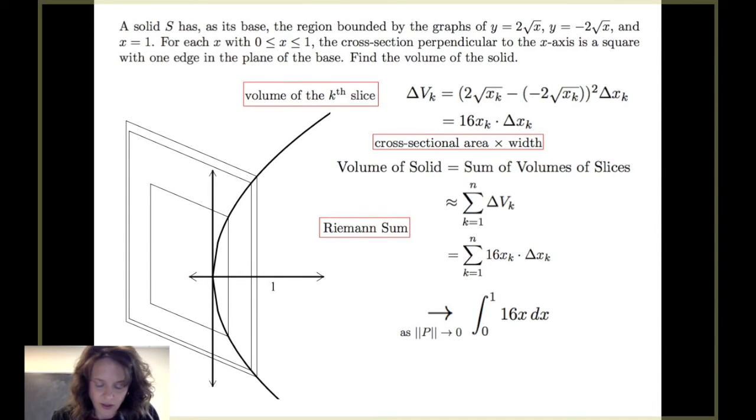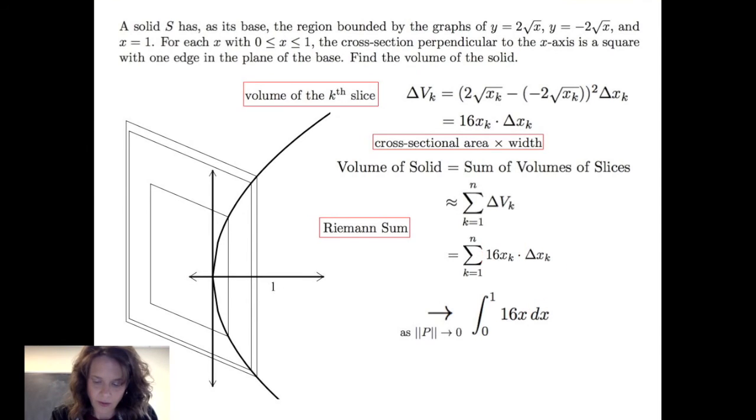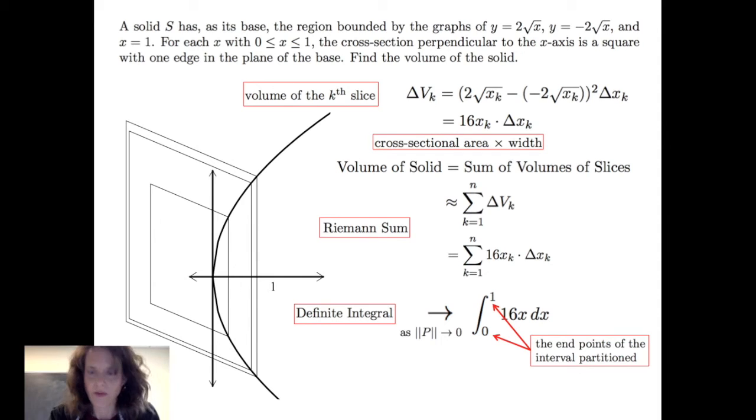And since I took the norm of the partition to go to 0, my slices got very, very thin. So this 16 x sub k became 16x. Delta x sub k, the width of my slice, became my differential dx. And because I'm integrating with respect to x, and x ranges from 0 to 1 on my partitioned interval, the endpoints of the interval become the limits of integration. So when I integrate, I'm going to get 8x squared, evaluated from 0 to 1, which gives me a total volume of 8 cubic units.